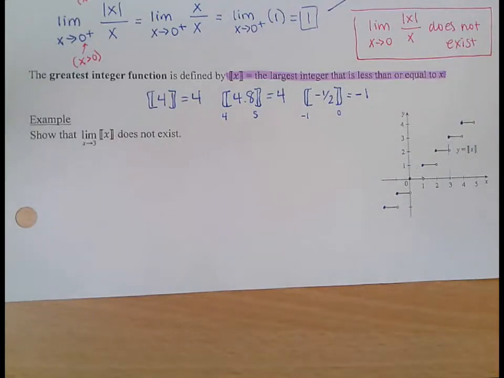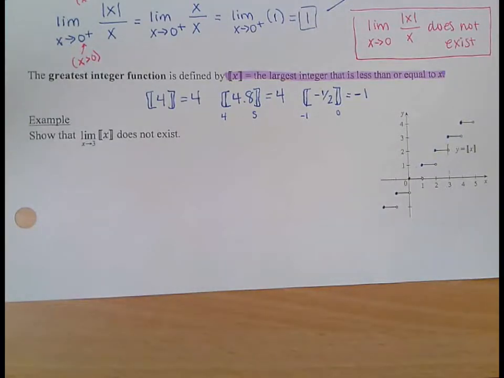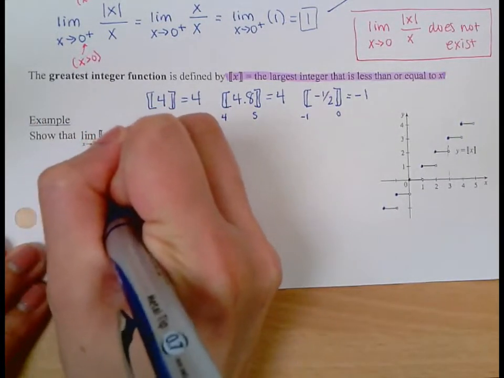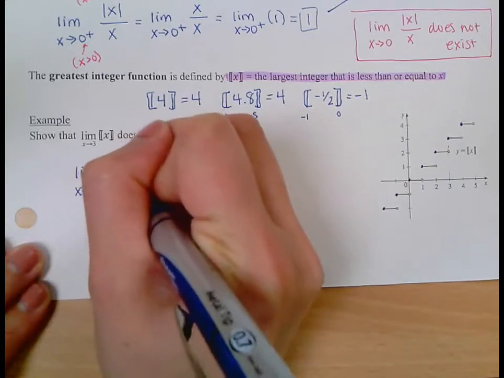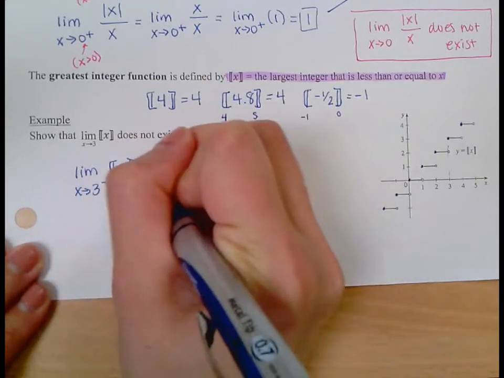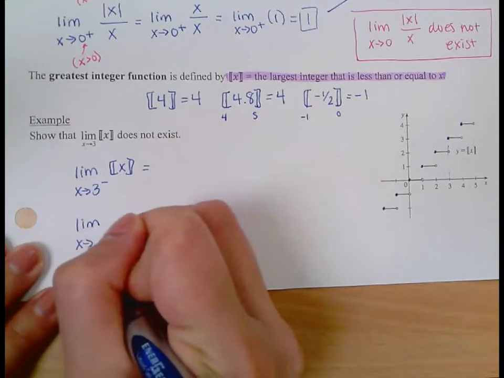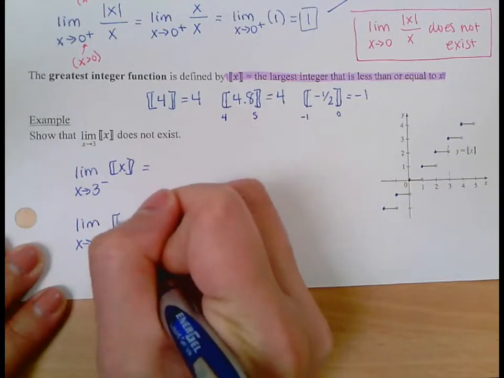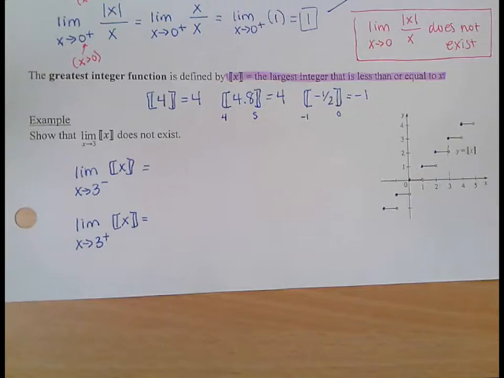A way to show that, and that's why we need to find the right and left-sided limits, is because it is piecewise. So I would say the limit as x approaches 3 from the left of the greatest integer function, I'll need to find that. I'm also going to need to find the limit as x approaches 3 from the right of the greatest integer function.